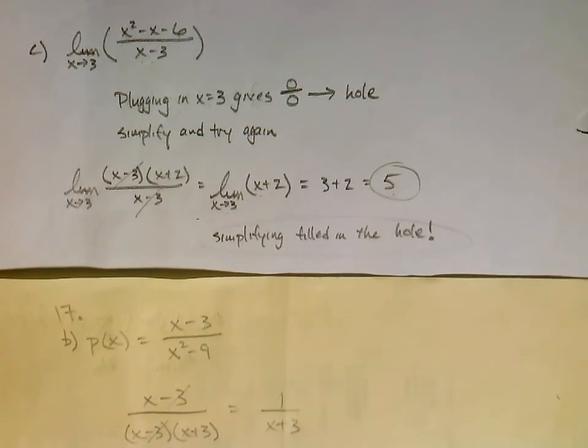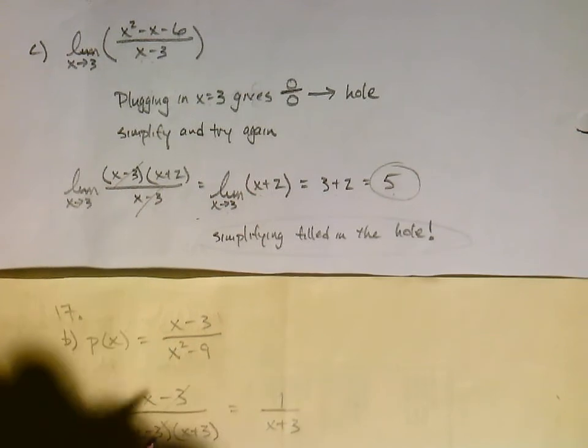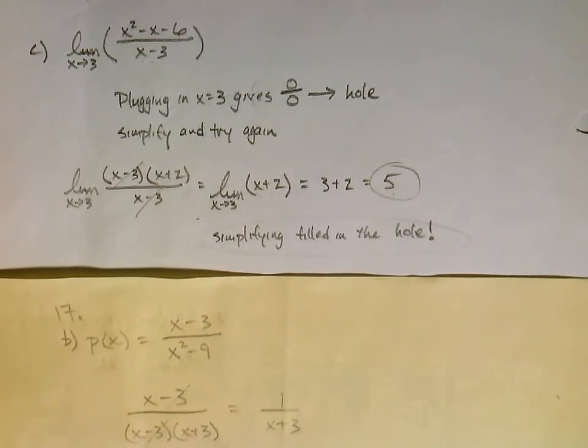What's nifty is that when you factor and cancel, graphically what's happening is you're filling in that hole. So then you are able to just plug in the 3 and get the 5. If you're just filling in the hole, then that is the answer to the limit, because that is what you're approaching from both the left and the right sides.